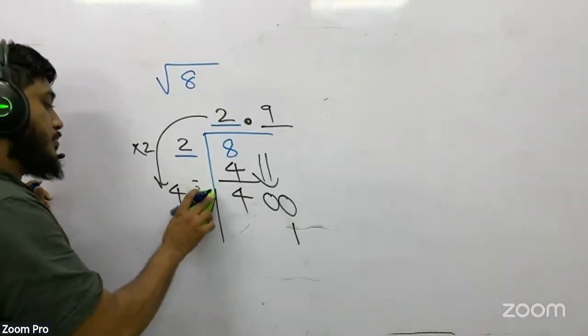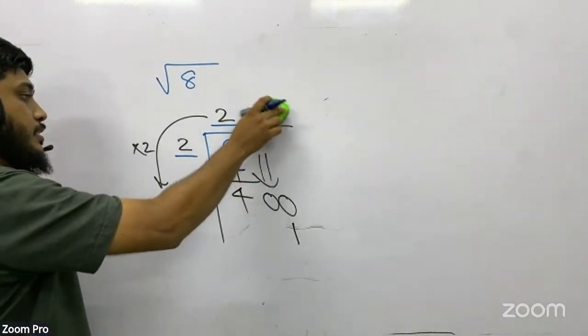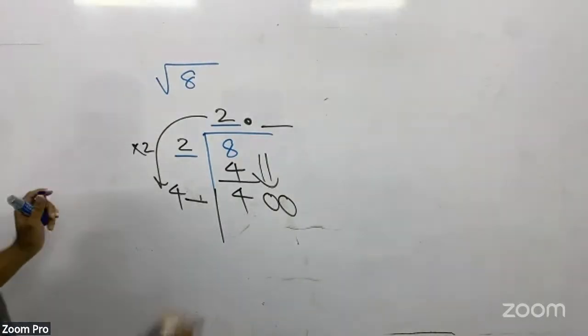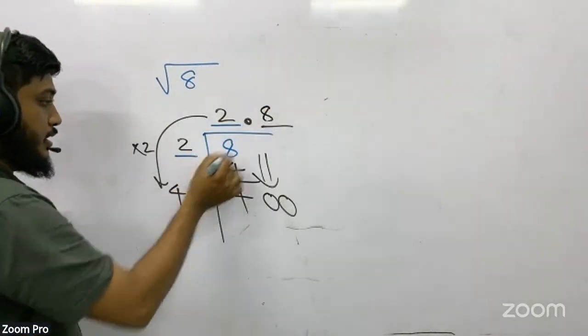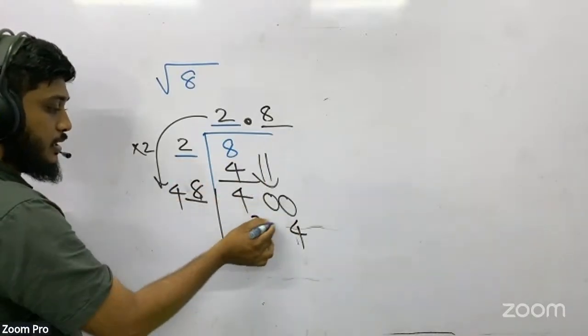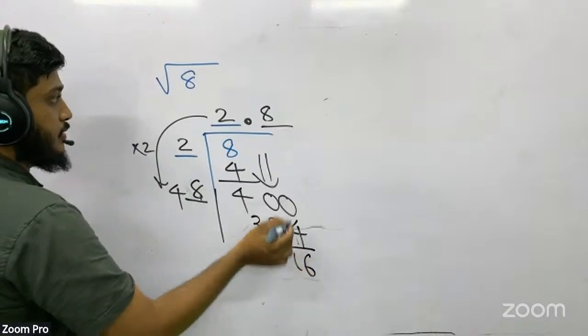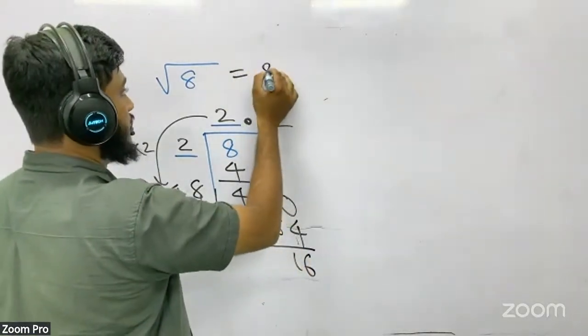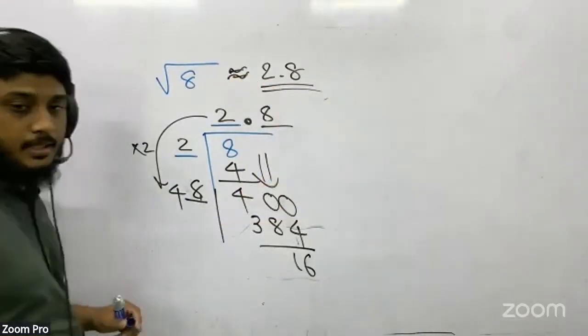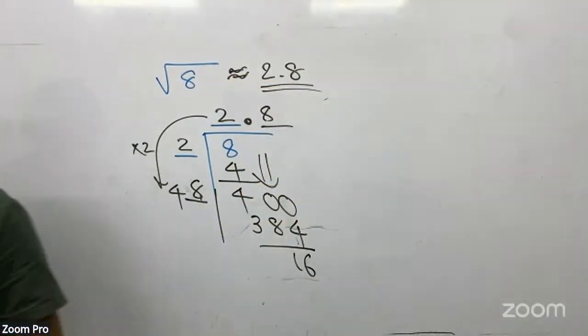Then 8. 8 into 8, 64. Can, no? 8 can. I can put 8. Here 8, here 8. Then 8 into 8 becomes 64. 8 into 4 becomes 32. 384, remainder 16. What is the answer of square root 8? 2.8. Approximately equal to 2.8 we can get. Is it clear? Okay, I will do one more.